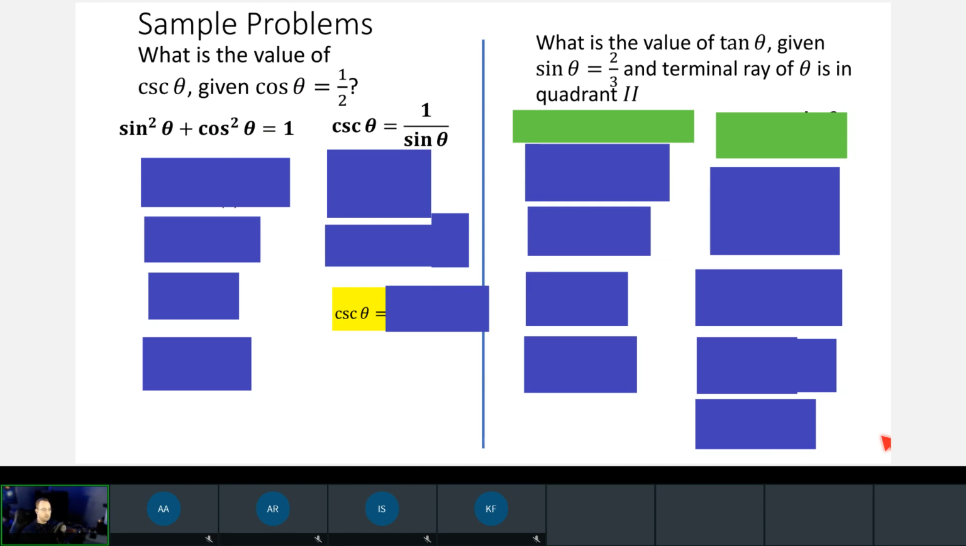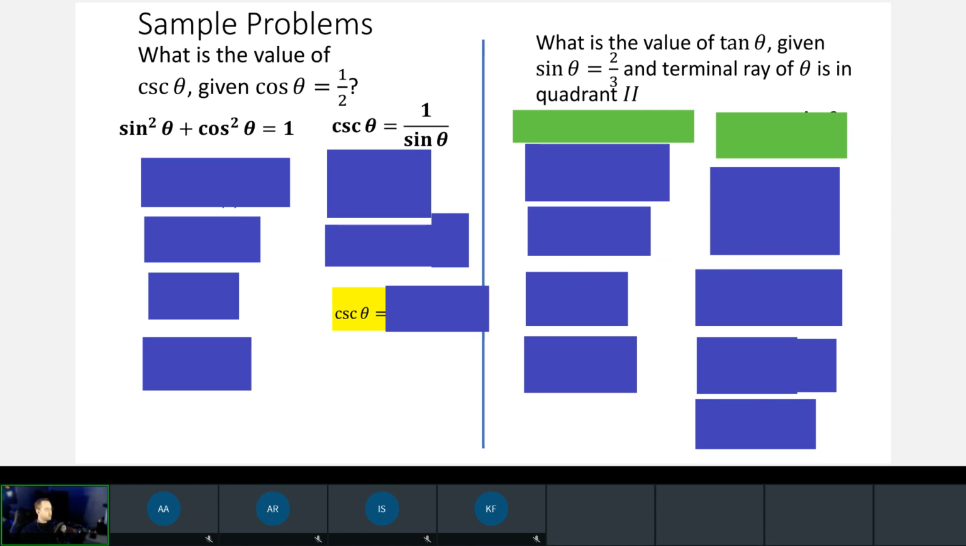So to recap the path that we're going to take, we're trying to find cosecant. We're using the trig identity cosecant, which is equal to 1 over sine. And to find sine, we're going to use the identity sine squared plus cosine squared equals 1. All right, so we're good on our selection of identities. Now it's just plug and chug.